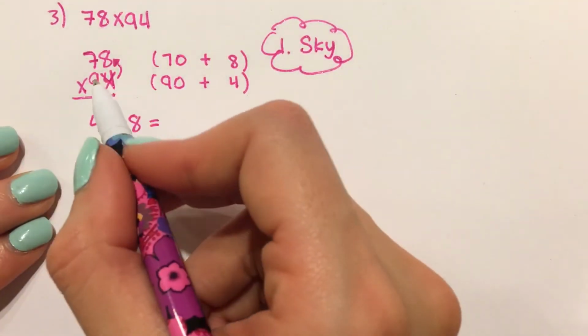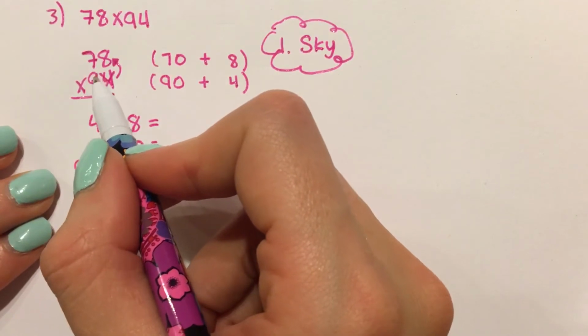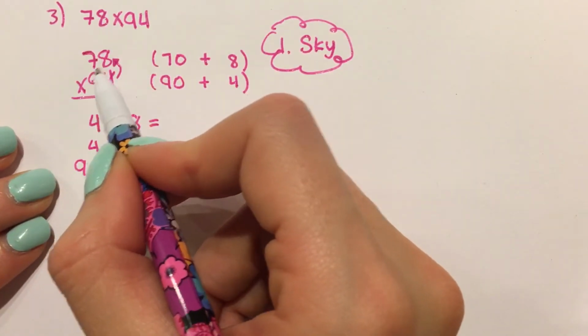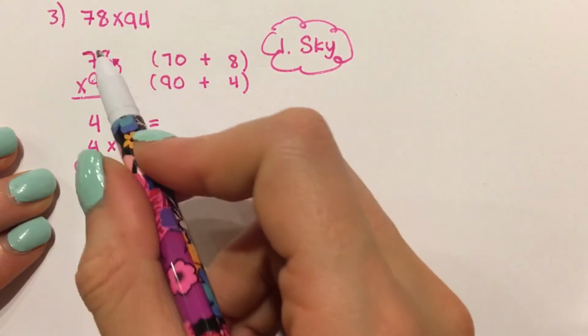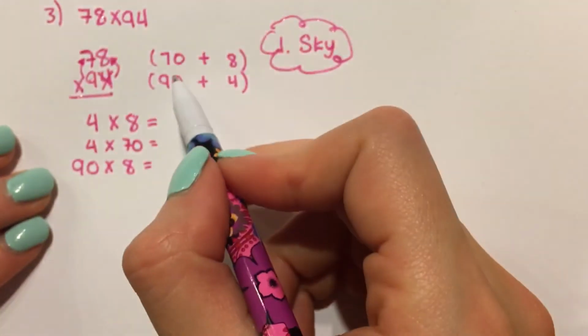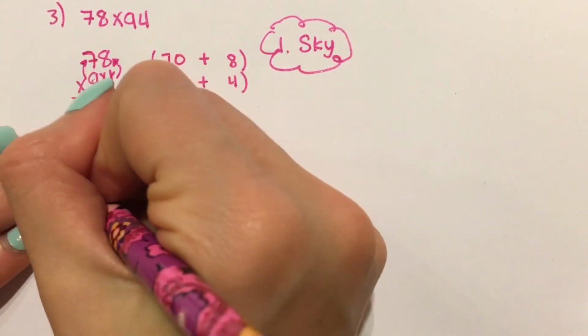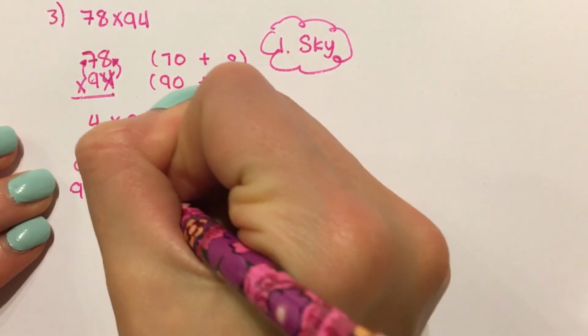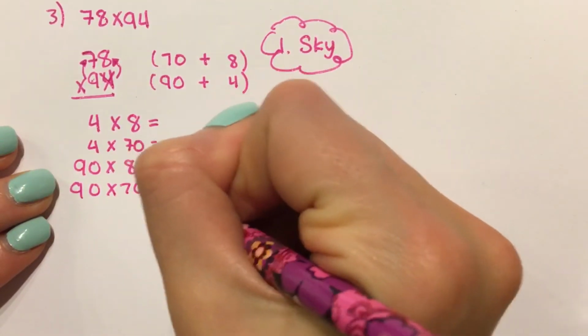All right, so moving on to my last piece. I got a little sidetracked there. So I did my 90 times my 8. And now I'm going to do my 90 times what? What is this? 90 times 70. That's what you should have written down. Go ahead and double check yourself.